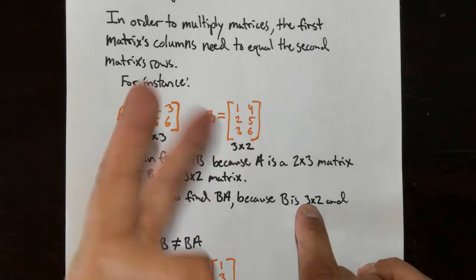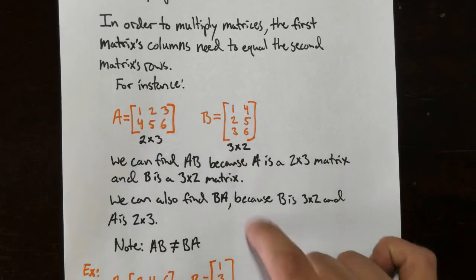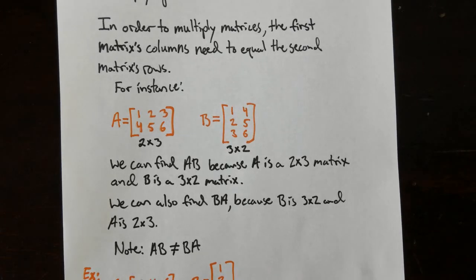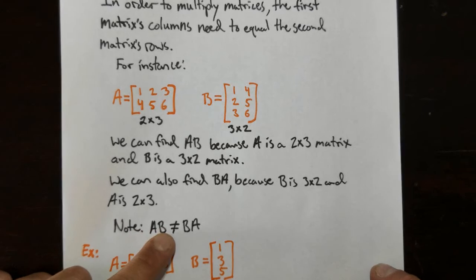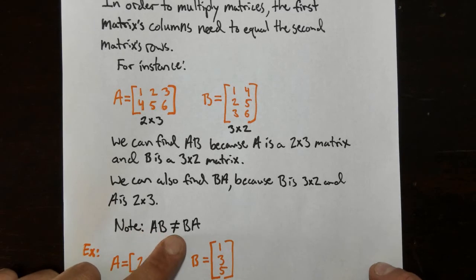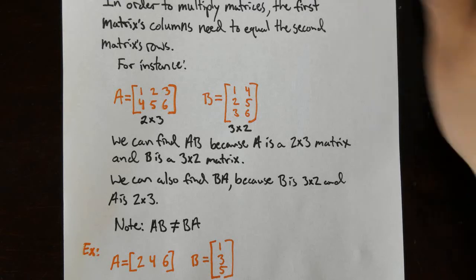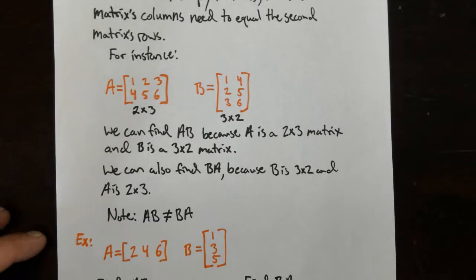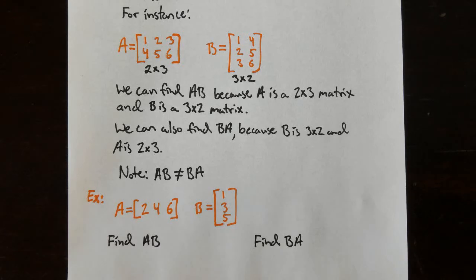We can also find BA because B is 3 times 2 and A is 2 times 3. So we could switch them around as well. The middle numbers would then be 2. We like to look at the middle numbers and make sure that they match. But note that AB does not necessarily equal BA. Sometimes it might, but in most cases it won't. So order matters in this case. Unlike normal multiplication, right? 3 times 4 is the same as 4 times 3. That is not the case with matrices.